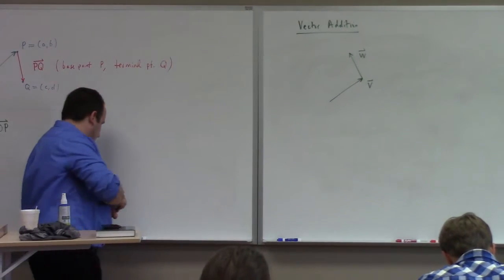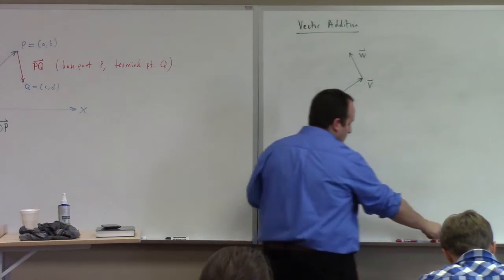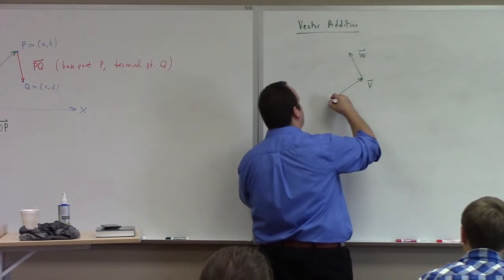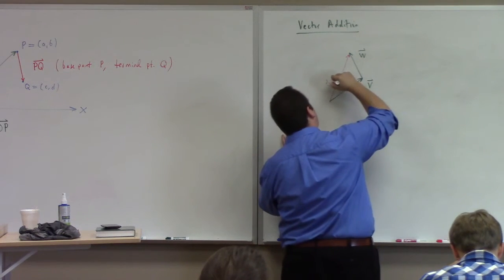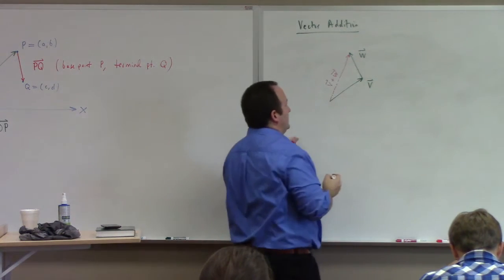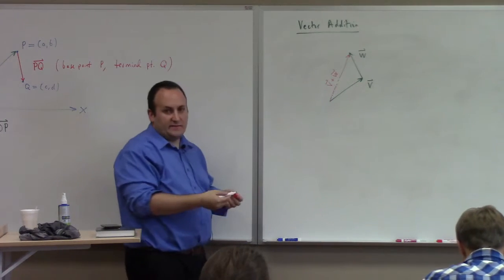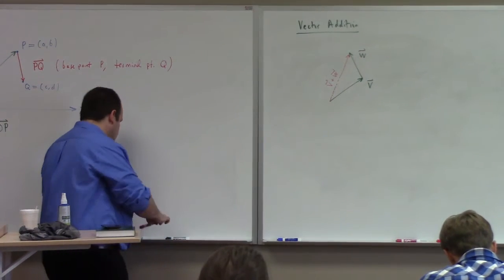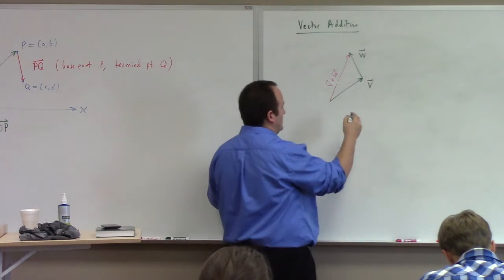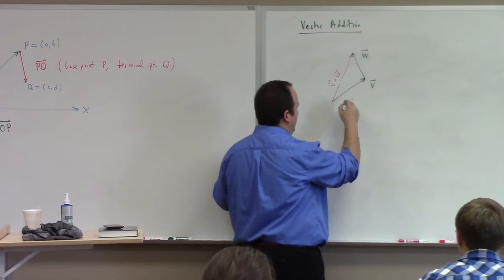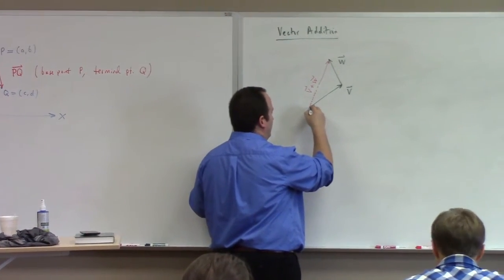So the vector v plus w, geometrically, you can picture over here. This vector over here is what we call v plus w. So that's the geometric idea of vector addition. Let's see here. If this is v, where's minus v in this picture?